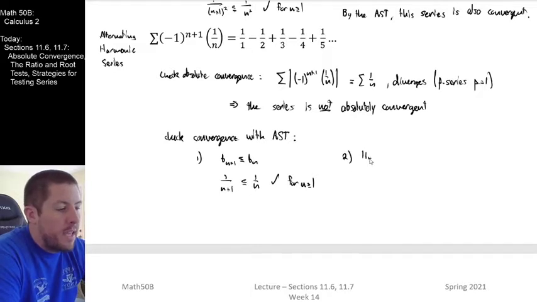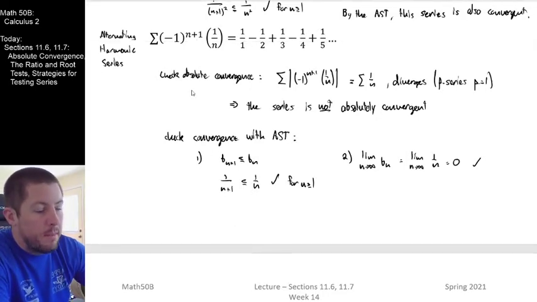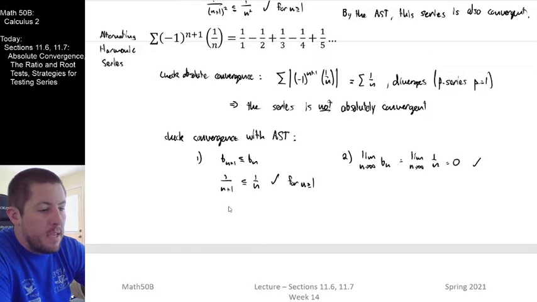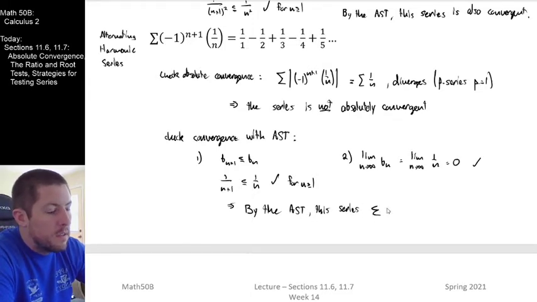Second, we want to check, is it the case that the limit as n goes to infinity of b sub n is equal to 0? In this case, the limit as n goes to infinity, I'm so proud of myself right now, of 1 over n is clearly equal to 0. So it seems like, getting ahead of myself, that by the AST, alternating series test, the series (-1)^(n+1) times 1 over n is convergent.